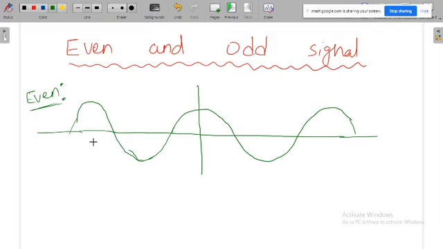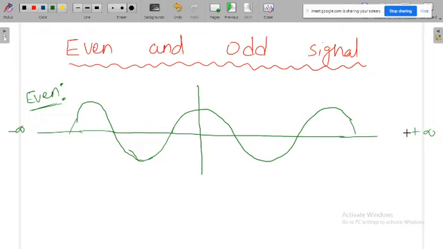Now, how to identify whether a signal is an even signal or an odd signal? The signal could be of infinite duration or of finite duration, no problem. For periodic signals, strictly the signal has to extend from minus infinity to plus infinity. But in the case of even and odd signals, the duration could be anything. It may go from minus infinity to plus infinity, or from minus 10 to plus 10, or from minus 1 to plus 1.